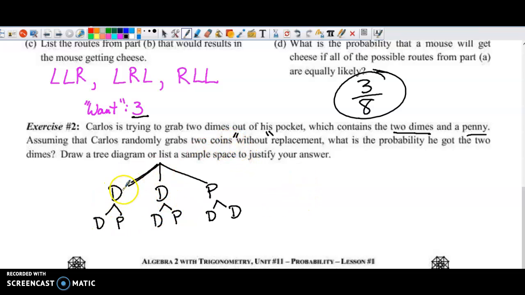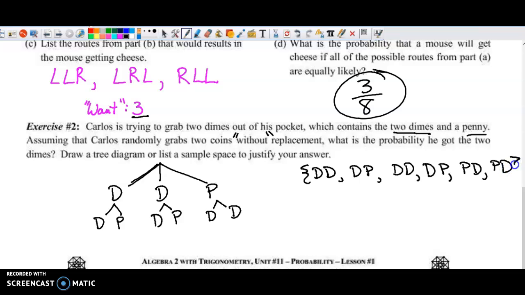What it shakes out to is: dime, dime; dime, penny; dime, dime; dime, penny; penny, dime; or penny, dime. And if you're trying to figure out the probability of getting both dimes, there's only 2 of those out of the 6. 2 out of 6, or 1/3.